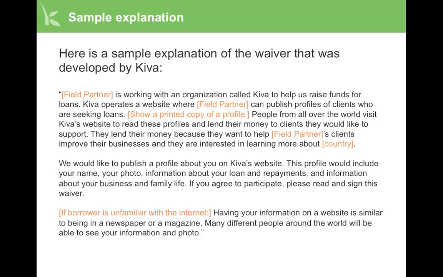There are many different ways to explain the waiver. Here is a sample explanation that was developed by Kiva. Prosperity Finance is working with an organization called Kiva to help us raise funds for loans. Kiva operates a website where Prosperity Finance can publish profiles of clients who are seeking loans. People from all over the world visit Kiva's website to read these profiles and lend their money to clients they would like to support. They lend their money because they want to help Prosperity Finance's clients improve their businesses, and they are interested in learning more about Zimbabwe.